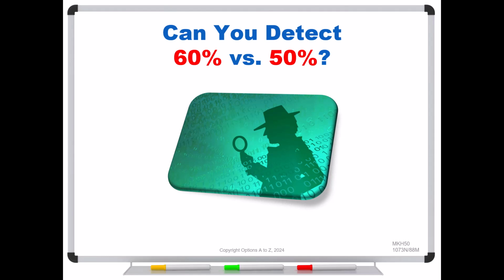Now, of course, anybody who has had basic statistics will say, well, of course you can. It's just a question of how long you have to do this test before you can detect it. And that's really what we want to address in this video. How long would you have to flip this coin before you could detect a 60% coin versus a 50% coin? Well, the answer is it's longer than you think. Let's go find out how long.